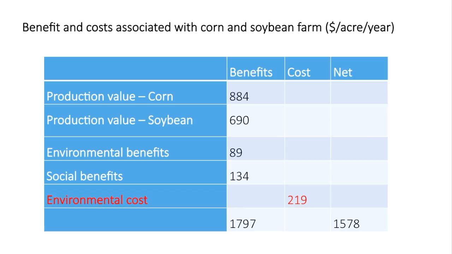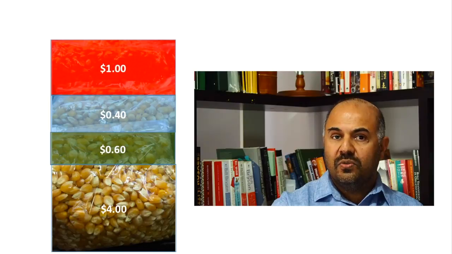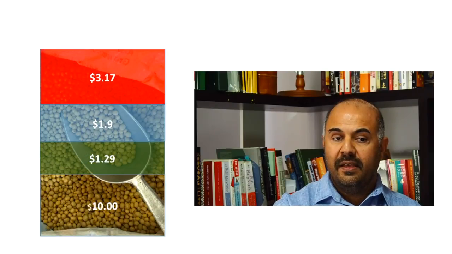The environmental cost demonstrated by the red color here is due to greenhouse gas emissions associated with fuel use or different practices, fertilizer or pesticides. So if we translate it into per bushel of corn, it generates $1 worth of environmental cost as compared to $4 value per bushel of corn. Similarly, per bushel of soybean generates about $3 worth of environmental cost along with other benefits.